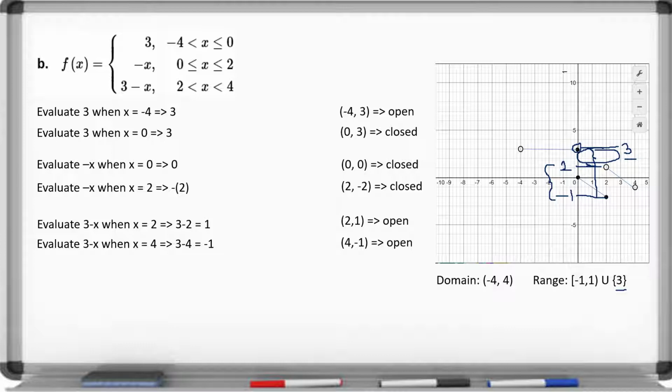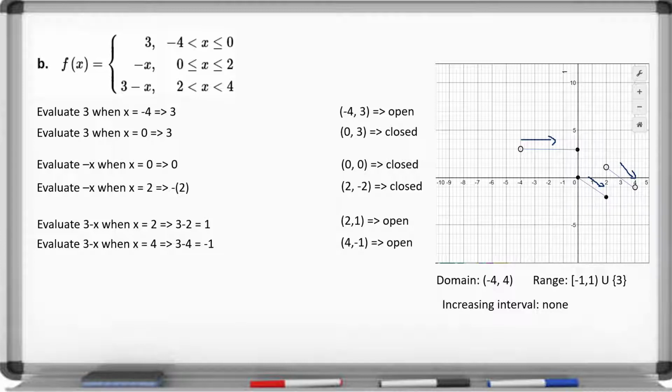Now let's look at our increasing and decreasing intervals. So if we look at the graph, notice that it's not increasing at all. It's actually constant here, it's decreasing here, and decreasing here. So there are no increasing intervals, so therefore, none.